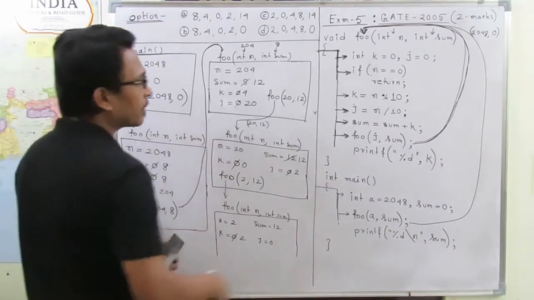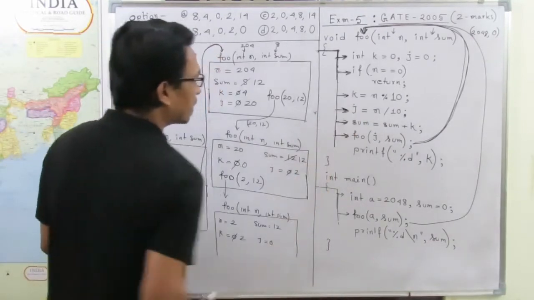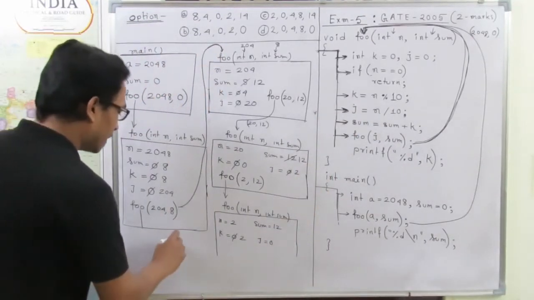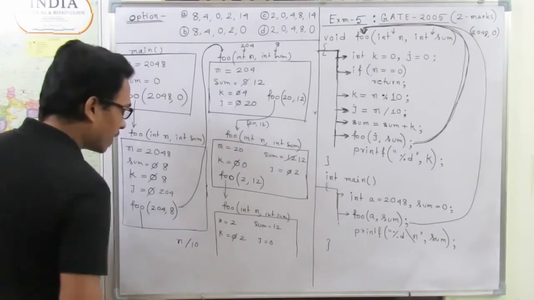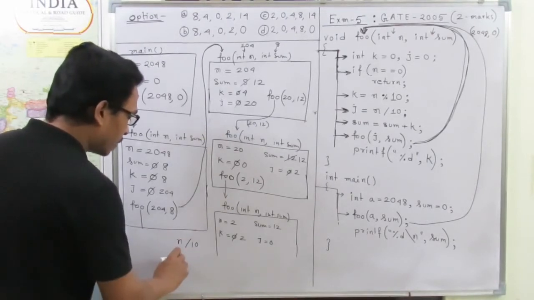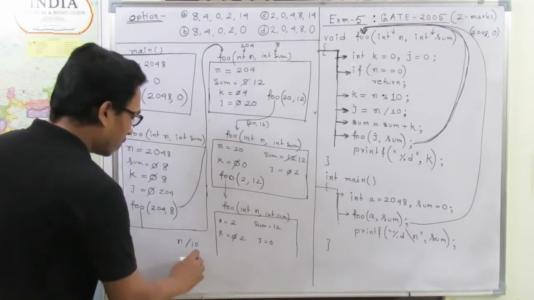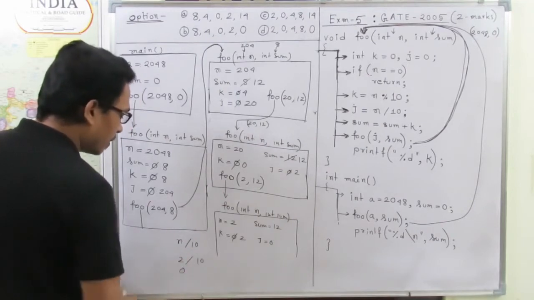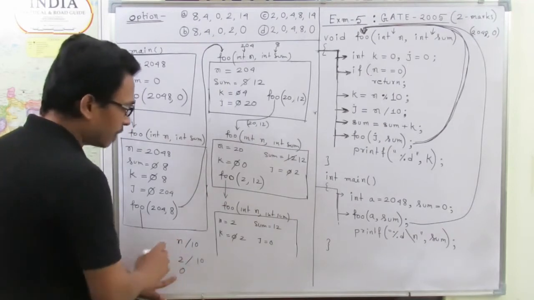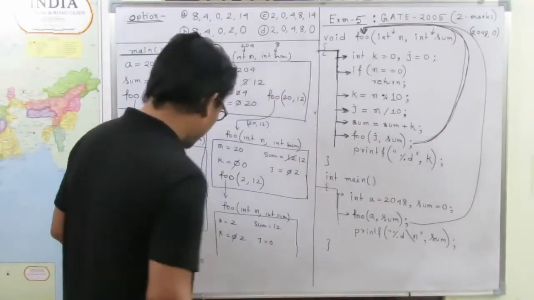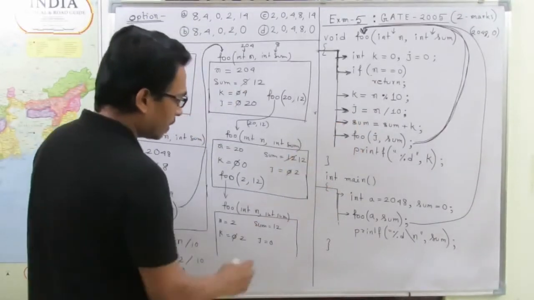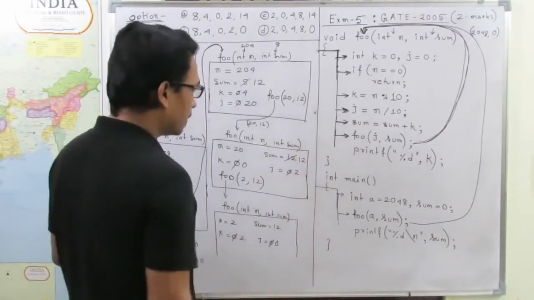What will be the next instruction? The next instruction is j equal to n divided by 10. What is the value of n? The value of n is 2, so 2 divided by 10. What will it give us? It will give us 0. Now this result will be stored in the variable j. Now the value of j will be 0.